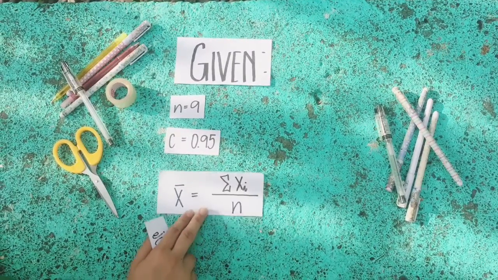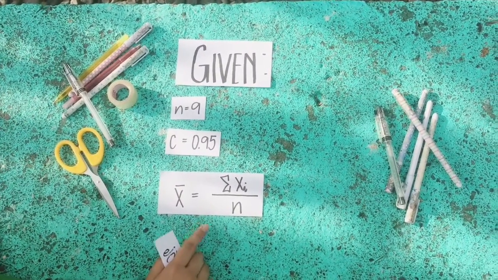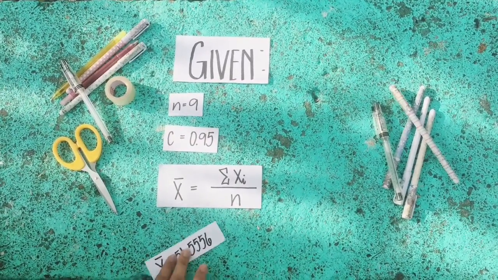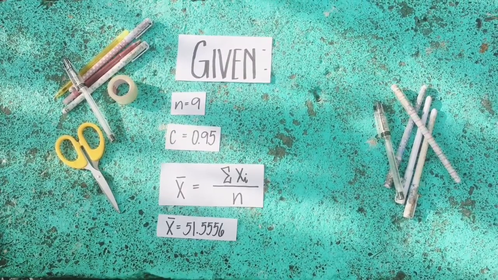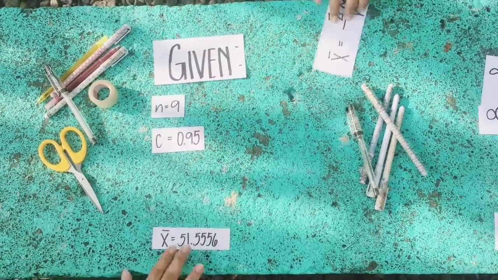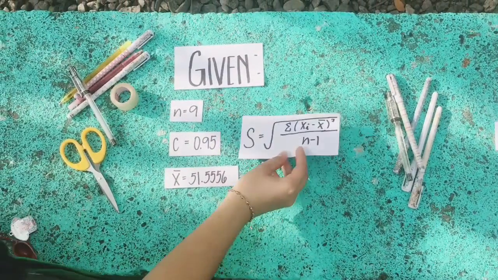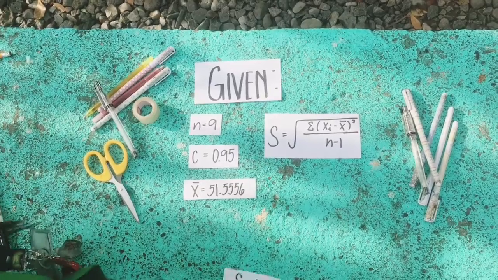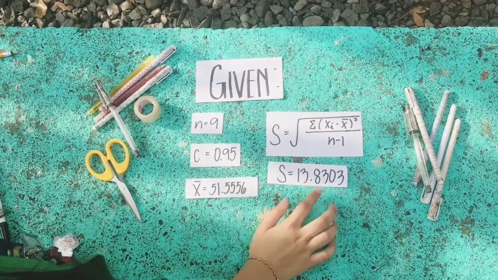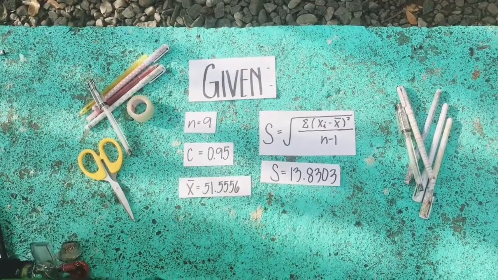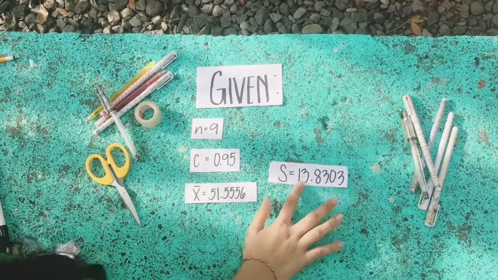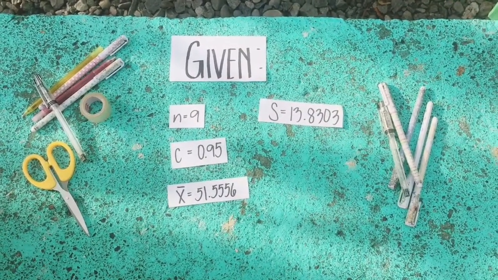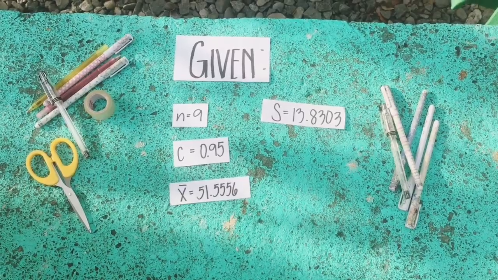So here we have the mean, which is the summation of x sub i all over n, wherein the mean is equal to 51.5556. To solve the standard deviation, we have this formula, wherein the standard deviation is equal to 13.8303. Since our n is less than 30, we are going to use the t-distribution.